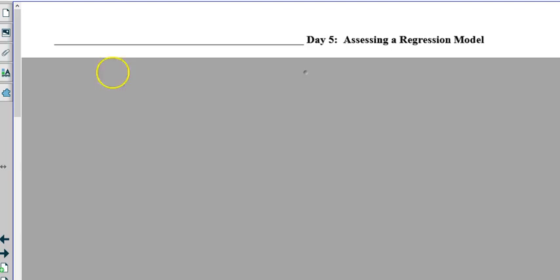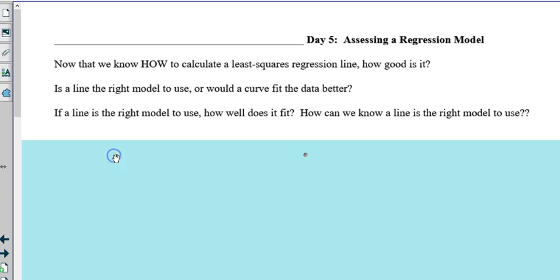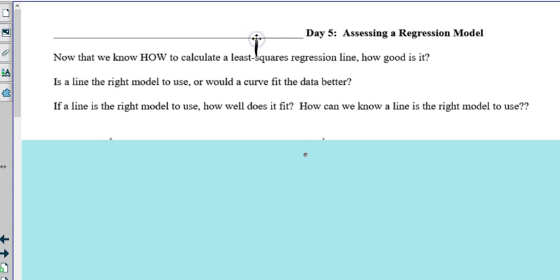So, assessing a regression model. We know how to calculate a least squares regression line. And remember, we're going to be writing this a little bit today.